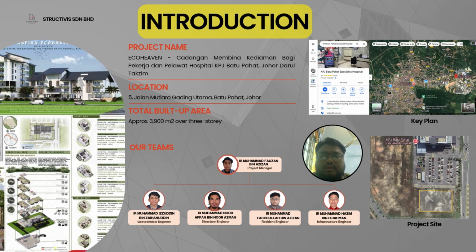Our team is led by Fauzan, and the other members are Izzuddin, Muhammad Noor, myself, Fakul, and Hazim. So the project name is Eco Heaven, cadangan membina kediaman bagi pekerja dan pelawat hospital KPJ Batu Pahat, Johor Darul Takzim, where the location is 5 Jalan Mutiara Gading Utama, Batu Pahat, Johor. The total build-up area is approximately 3,900 meter square over 3 stories. So on the slide, there are the key plan and project site visualization.